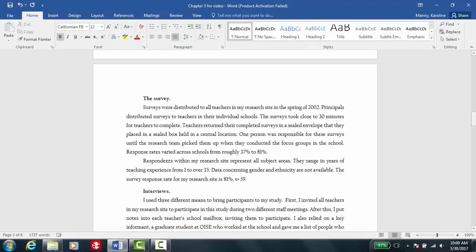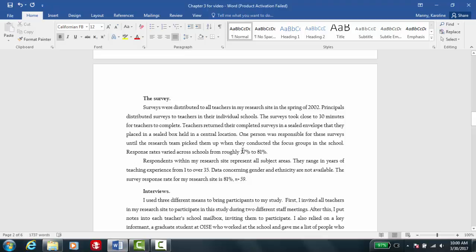Now here we get to the survey. This is a level 3 heading. This tells you when they were distributed, how long it took for the teachers to complete it, what was the procedure that I used at the site to collect the surveys, okay?